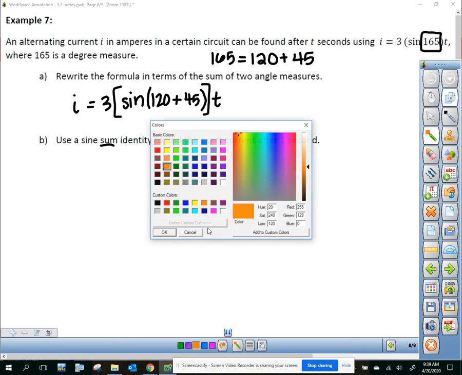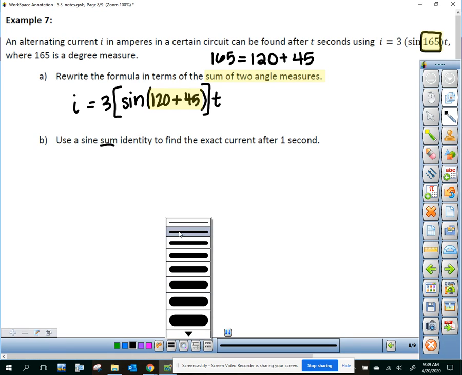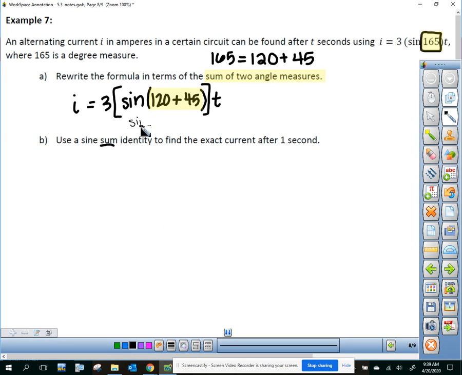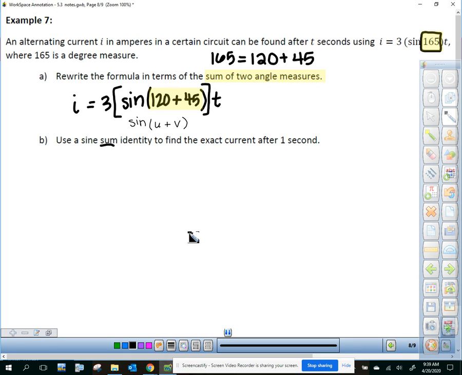Because what I did here is I replaced the 165. That's what I substituted in. And this is my sine of u plus v. So 120 is my u, 45 is the v. Now it wants us to use that identity to find the exact value after 1 second.